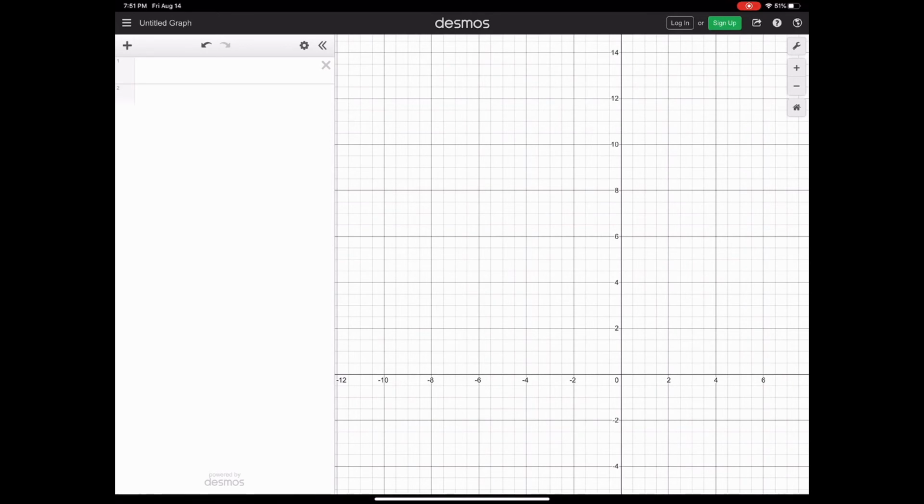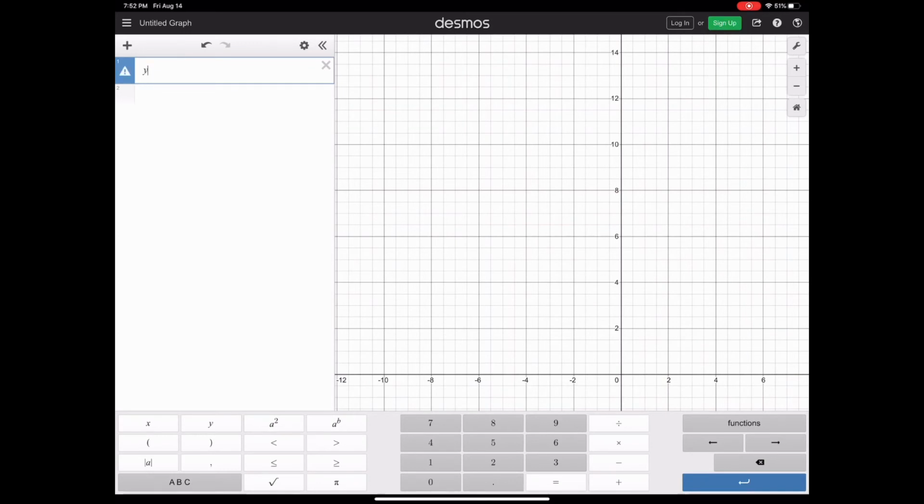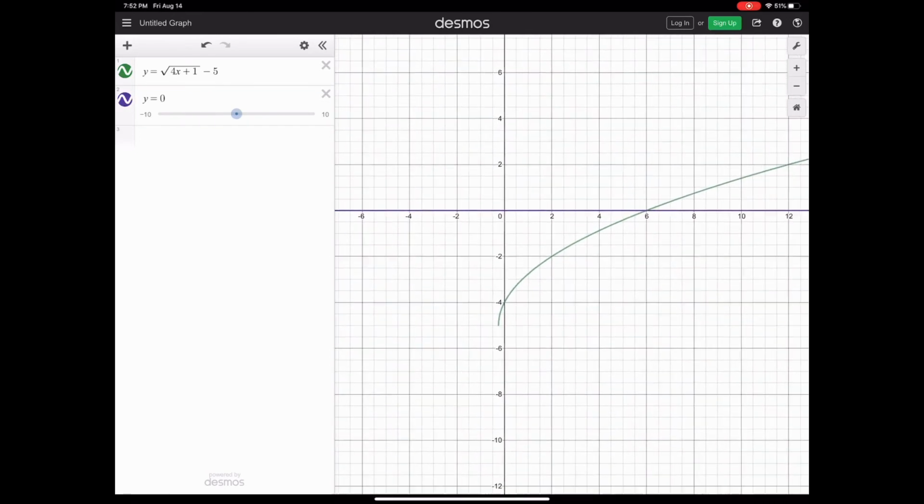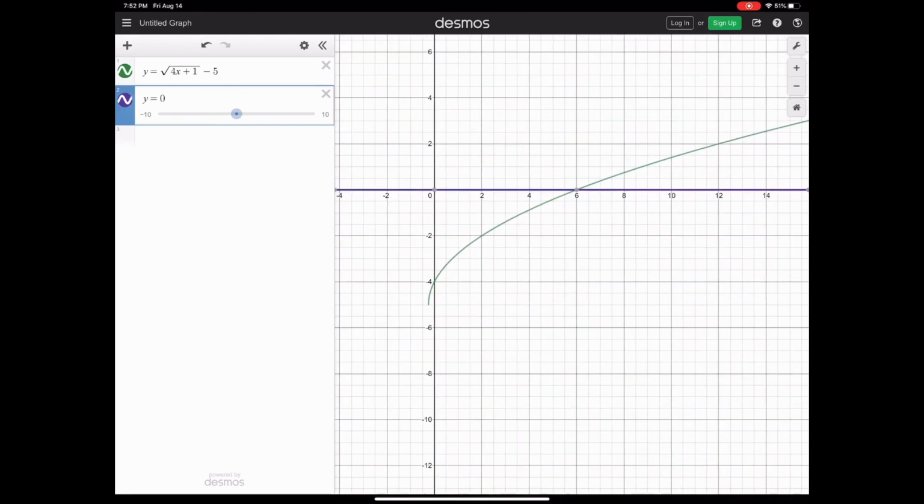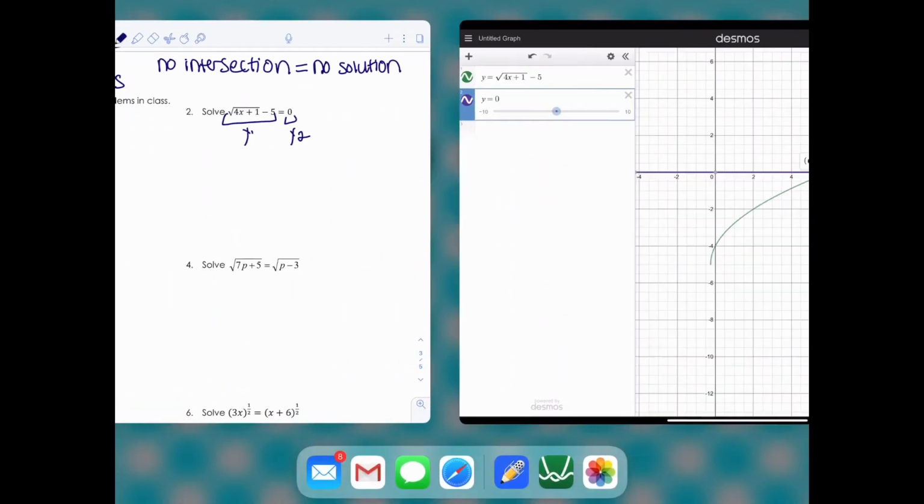All right, so up here, we're gonna type in y equals, the square root is down here at the bottom, 4x plus 1. Make sure you hit your over arrow so you can get on the outside, because that minus 5 is not on the outside. And then we've got y equals 0 for your second one. Okay, so if you look at this one, you see that they intersect, and all you have to do is click on the intersection, and your x value is your answer. So 6 is going to be your answer.